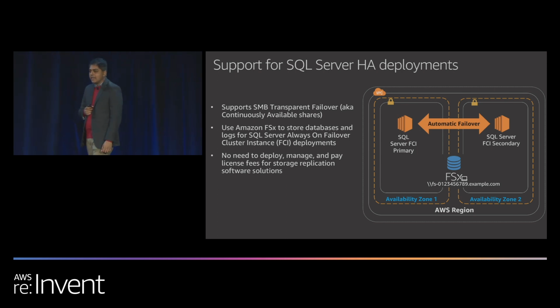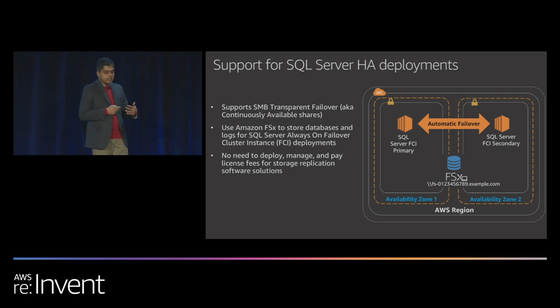So all you need to do is stand up a file system, configure your file share as CA, and store your databases and logs for your SQL Server deployment on that FSx file system. Everything else in terms of replication across availability zones, failover, failback, providing the really high, non-disruptive continued availability for SQL Server using the transparent failover mechanism is all taken care of in a fully managed way by FSx.